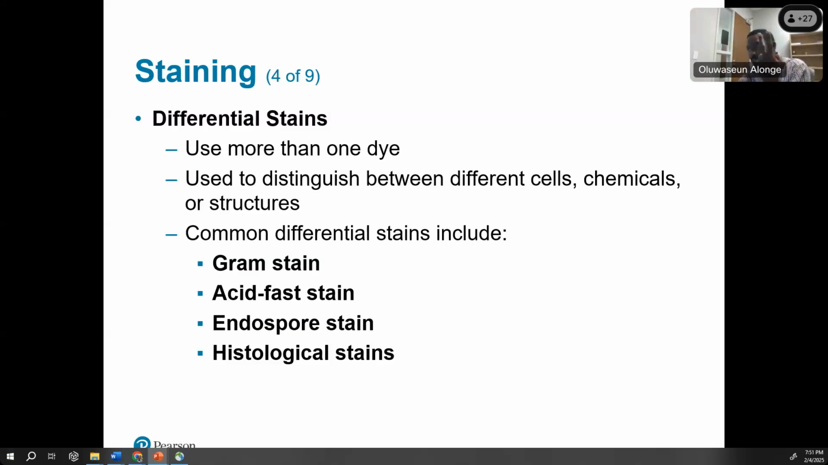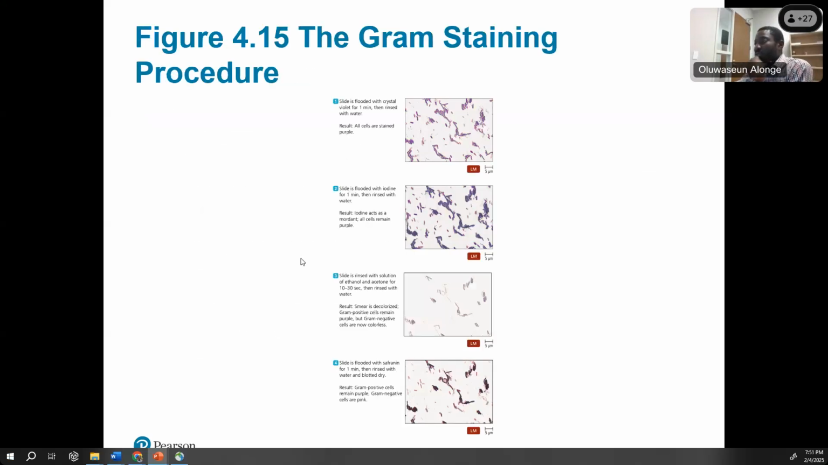So I said those stains, for instance, are crystal violet and safranin. The crystal violet is what the gram-positive will pick up, which is why they will turn purple, and the safranin is the one that the gram-negative picks up. All right, so for instance, this is a gram stain, and its job is to differentiate, to show you which one is gram-positive and which one is gram-negative.